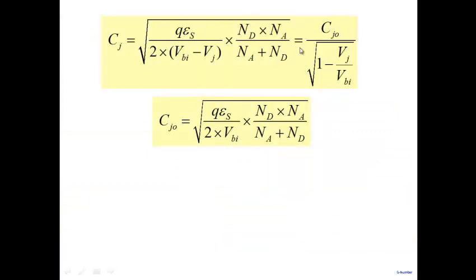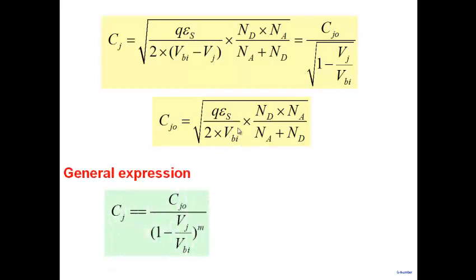And so this is the expression. Note that we can write Cj as some Cj0 divided by square root of 1 minus Vj by Vbi, where Cj0 is the junction capacitance at zero bias, which is given over here. Alright, so we have obtained an expression for junction capacitance as a function of the applied voltage. And the zero bias capacitance depends on several factors: it depends on doping, and it depends on built-in voltage. And in general, this is for an abrupt PN junction.